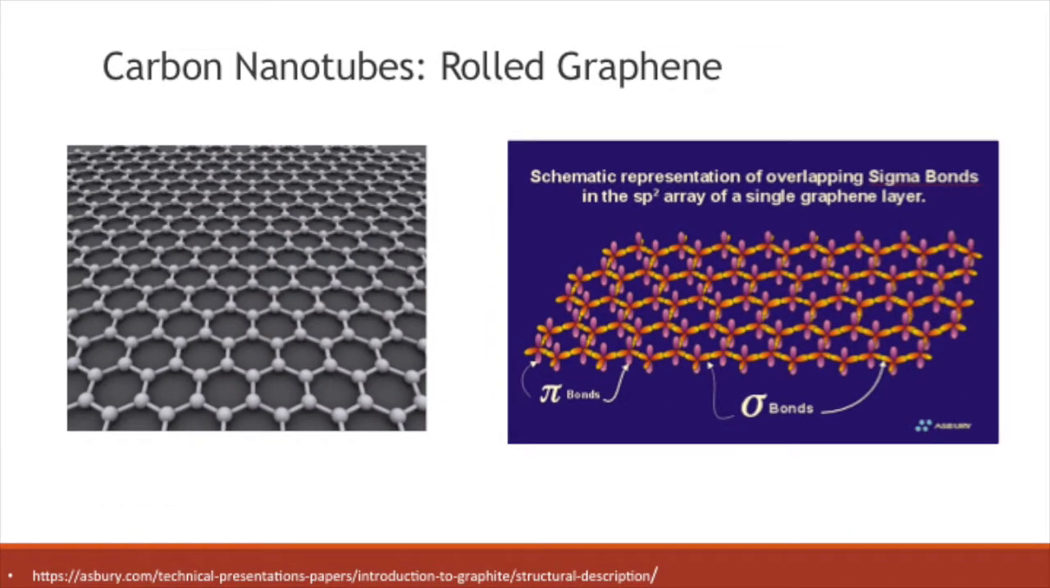Carbon nanotubes are made from rolled sheets of graphene. Graphene is a two-dimensional hexagonal array of carbon held together with sp2 hybridized bonds. This hybridization gives rise to strong sigma bonds within the plane of the sheet as well as pi bonding orbitals that are outside of the sheet plane.